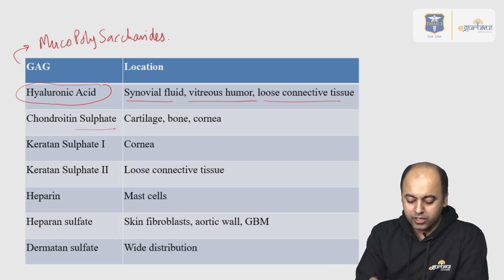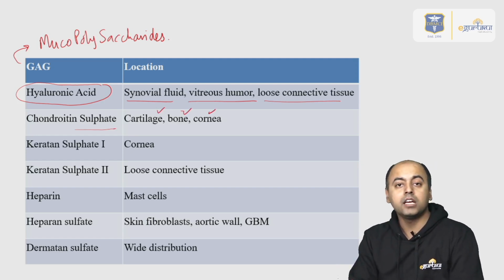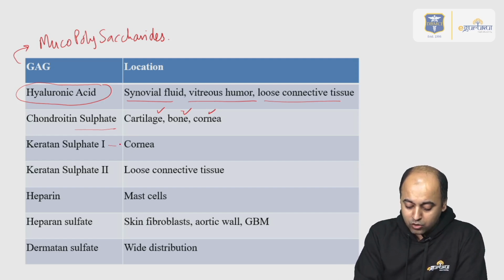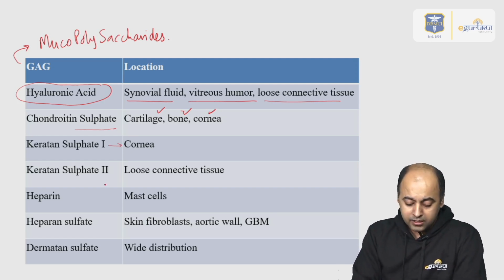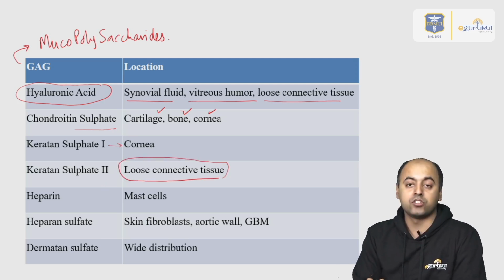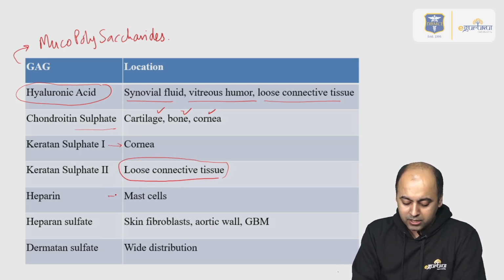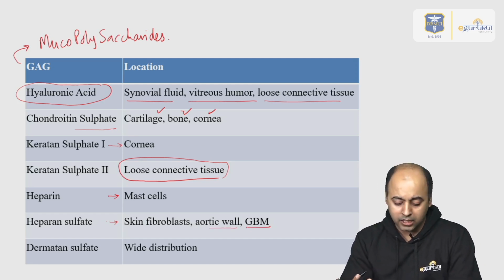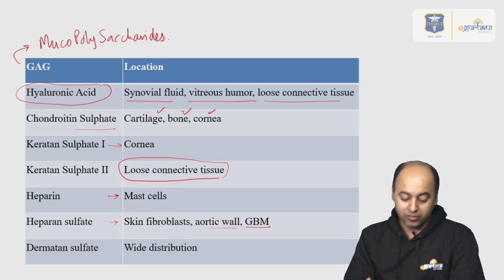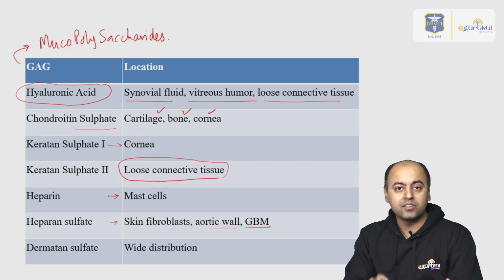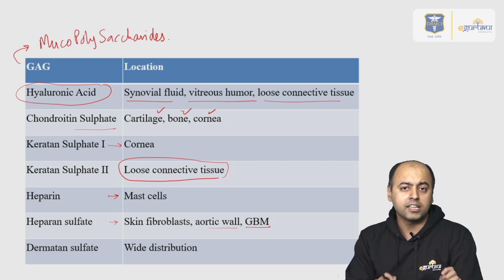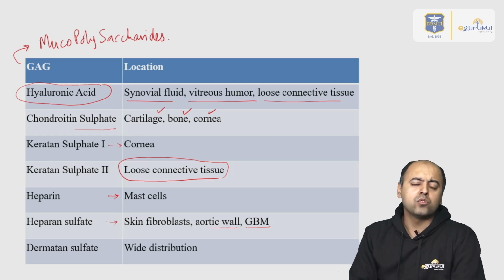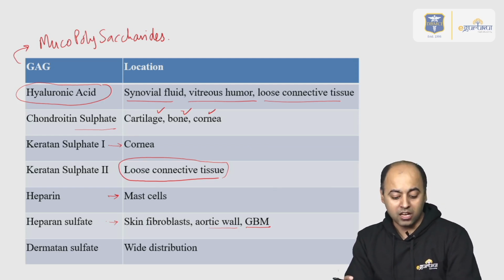Then we come to the chondroitin sulfate. Chondroitin sulfate is present in the cartilage, bone and in the cornea. Keratin sulfate 1 is also present in cornea just like chondroitin sulfate, and keratin sulfate 2 is present in the loose connective tissue. Alright. Heparin is released by the mast cells, and heparin sulfate is present in the skin fibroblast, the aortic wall and the glomerular basement membrane. Dermatan sulfate, again it has wide distribution, commonly present in the skin and the other connective tissue. So these are the 7 important common glycosaminoglycan that you have to know about, and 1 or 2 tissues where they are commonly present in significant amounts.